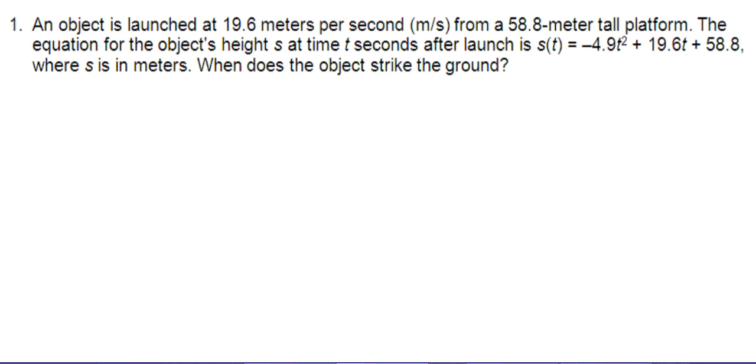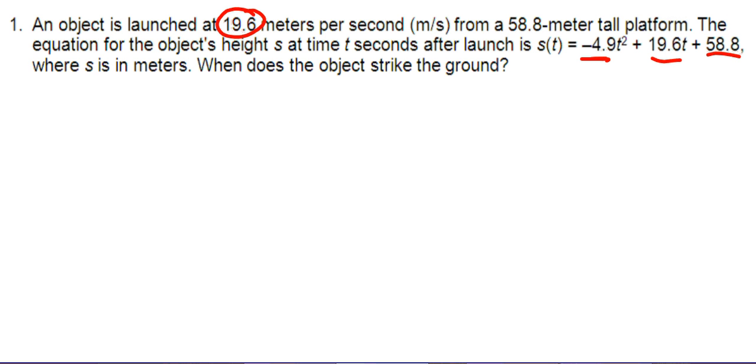So here's our first example. You can see it's measured in meters, which is why there's the negative 4.9. And then it's launched, so that's our velocity. That will go in the middle. And then from a height of 58.8 meters, which goes at the end. So it's always either 4.9 or 16 in front of the t squared, based off meters or feet, velocity in the middle, and height at the end.